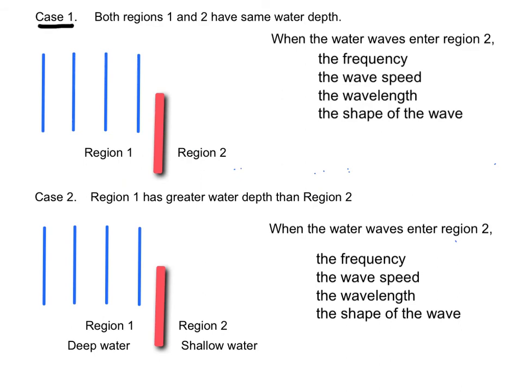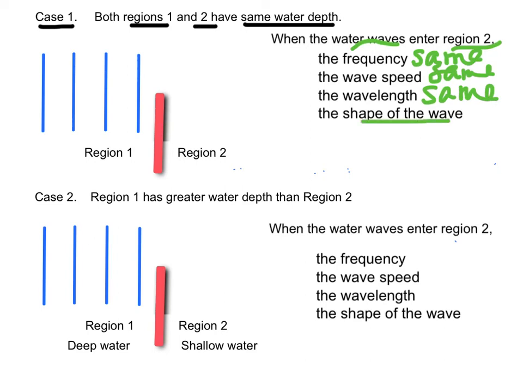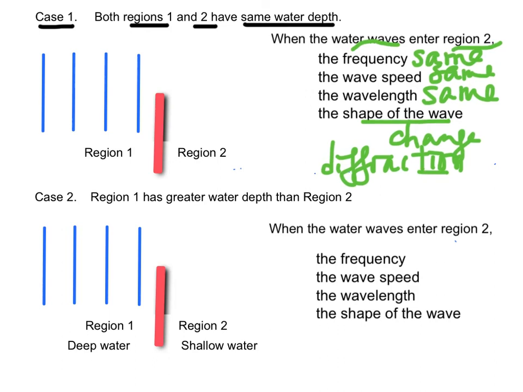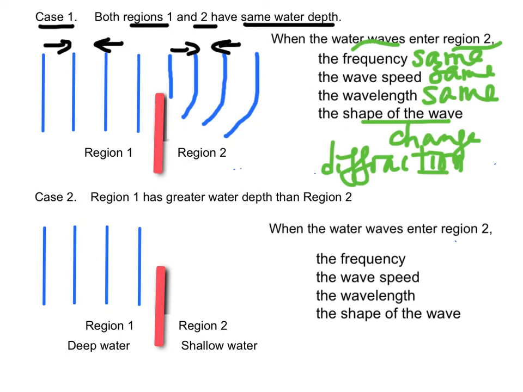For case 1, consider the barrier is between two regions having the same water depth. When the water wave enters region 2, the frequency remains the same, the wave speed remains the same, and the wavelength also remains the same. Only the shape of the wave changes, and this is the effect of diffraction. The wave pattern in region 2 will be as shown, and the wavelength of the water wave in both regions is the same.